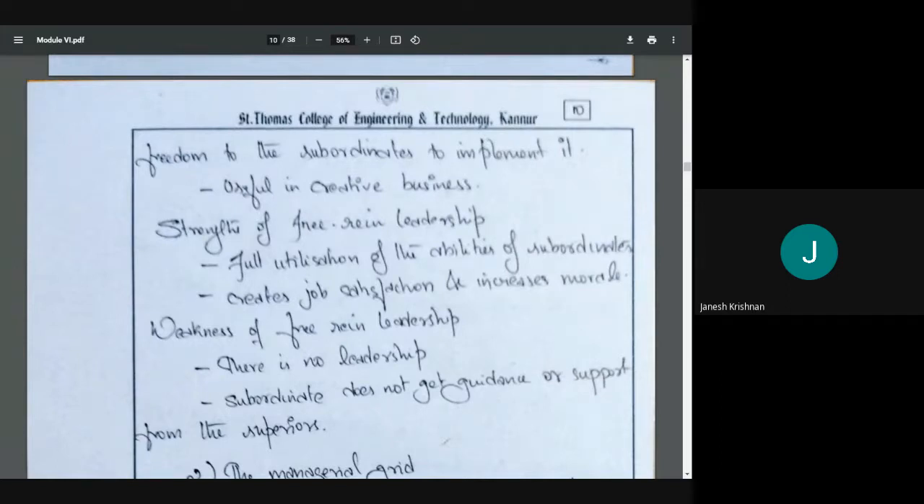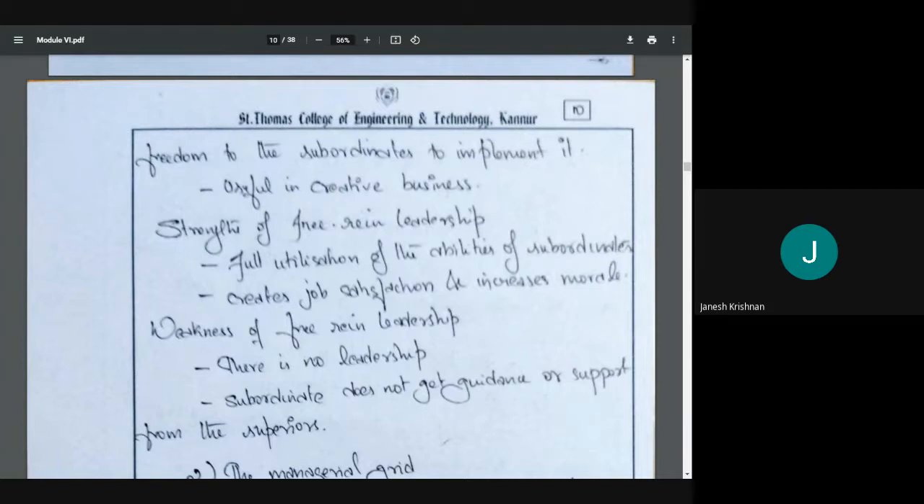And what are the strengths of this leadership? The strength is full utilization of the abilities of subordinates. Because the leader is not giving anything to the subordinates, they can prepare their own, so their abilities are fully utilized. It creates job satisfaction and increases morale. The people are given complete freedom. Provided they meet the requirements, they can do whatever they want. Finally, the client should accept and say, this advertisement is good, we can move forward.